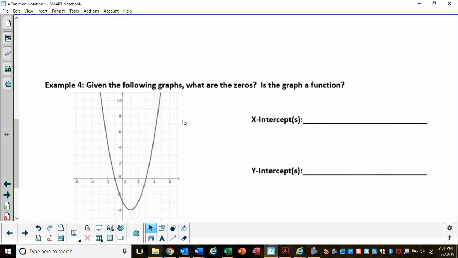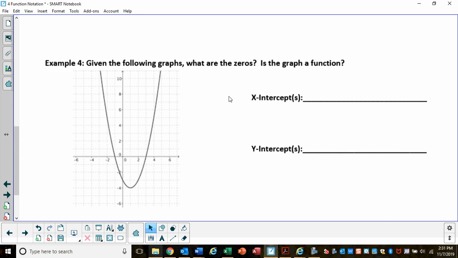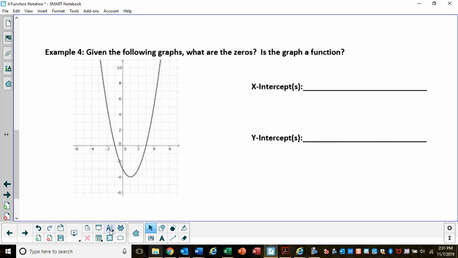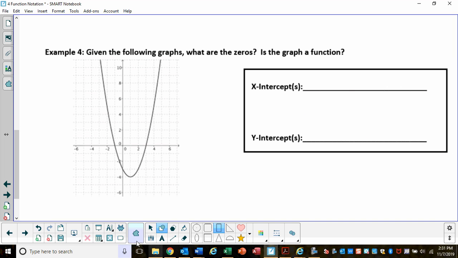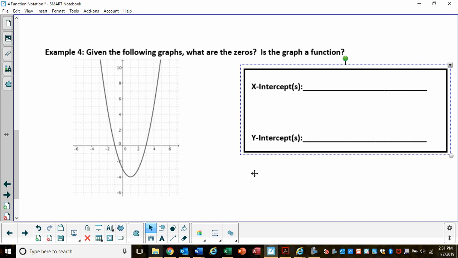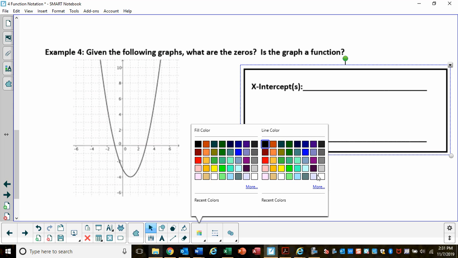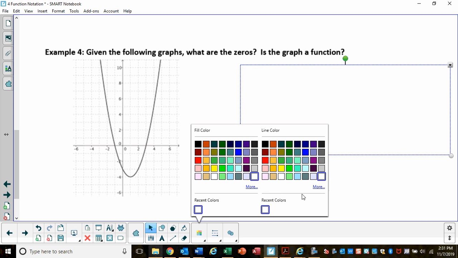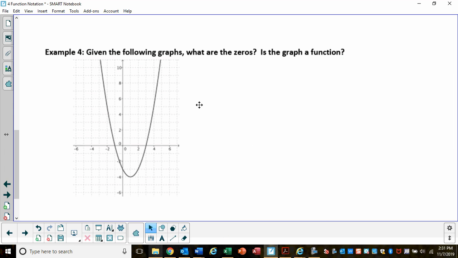Example 4, given the graph, what are the zeros? Why did we put all this extra stuff in here? So zeros are not the same thing as x-intercepts, okay? So I'm actually going to make you ignore this part. So take your marker or whatever and get rid of this. We don't want it. I'm going to make it disappear. Watch, it's fun. Make it disappear. Okay? And what we're going to do is find the zeros.